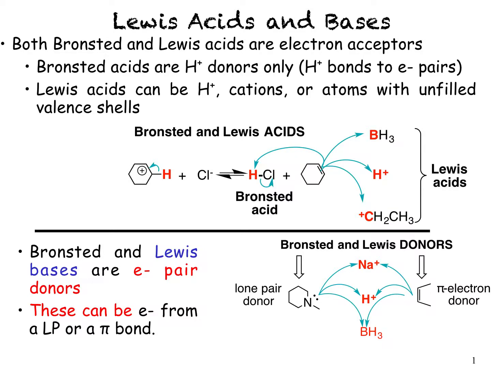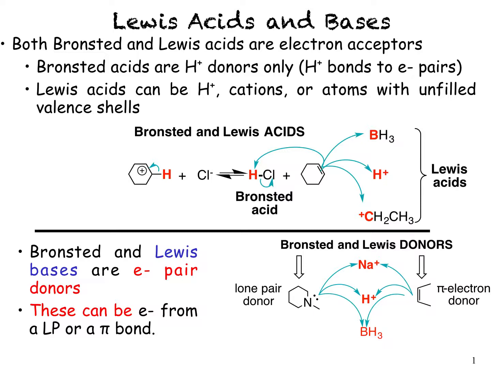This section is about Lewis acids and bases. So a Lewis acid is an electron pair acceptor. A Lewis base is an electron pair donor. A Lewis base is just like a Bronsted-Lowry base. It donates electrons. In the case of the Lewis acid, the acceptor is not a proton. It can be a proton. That's also considered a Lewis acid, but it can be something else. And I'll talk about what those are specifically in just a moment.